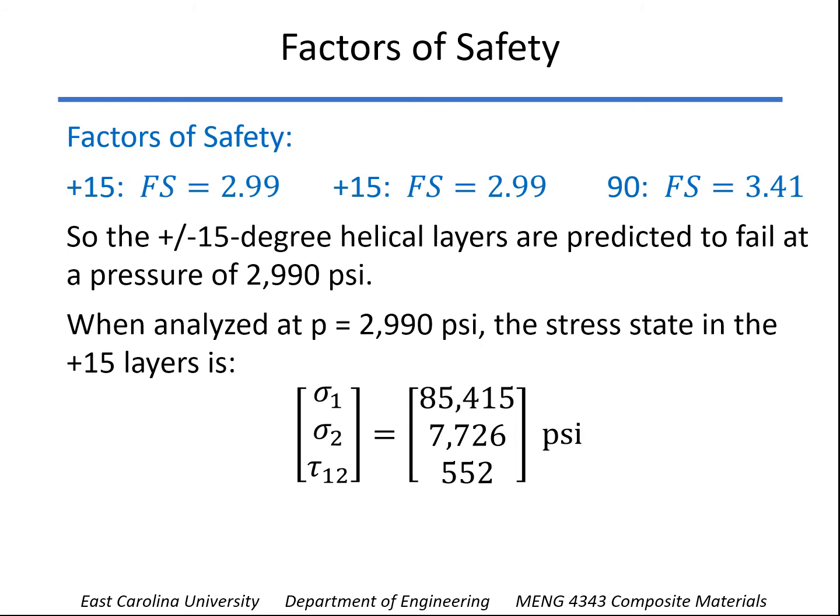Now, sigma 2, remember the strength in that direction is 7,000 psi, so we do get a little biaxial improvement, we would call it, but that's what's causing it to fail.